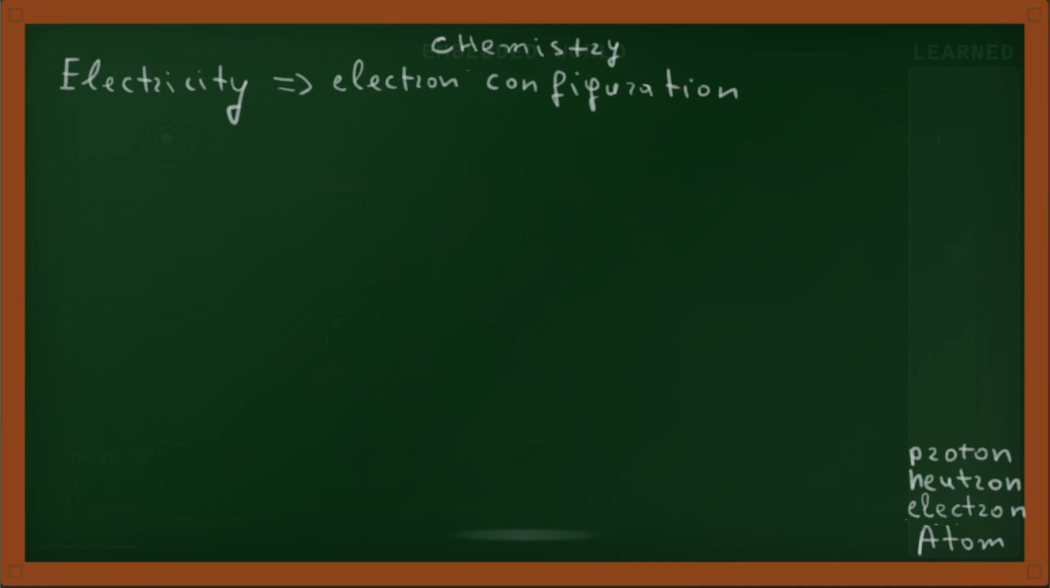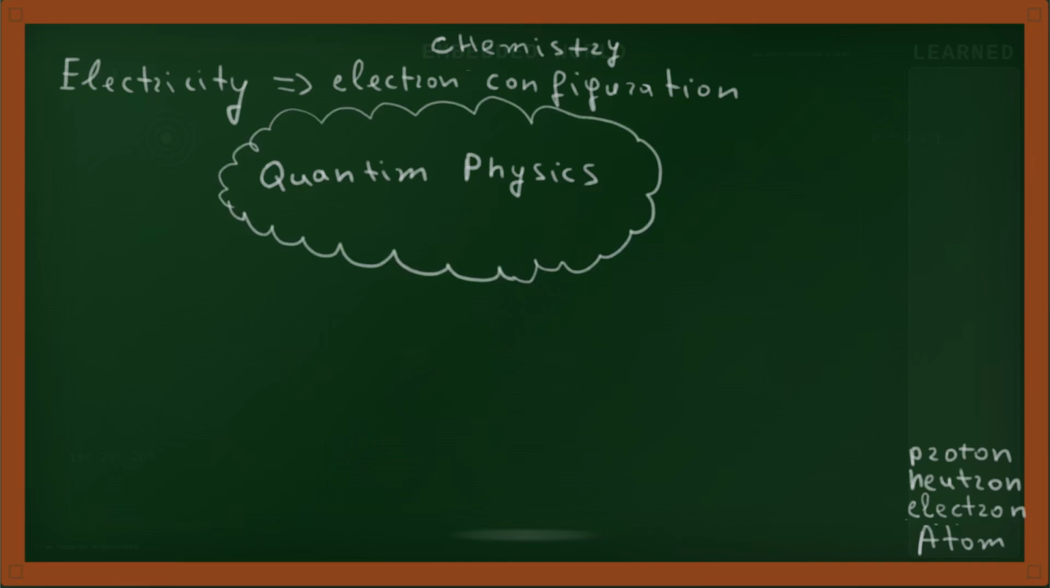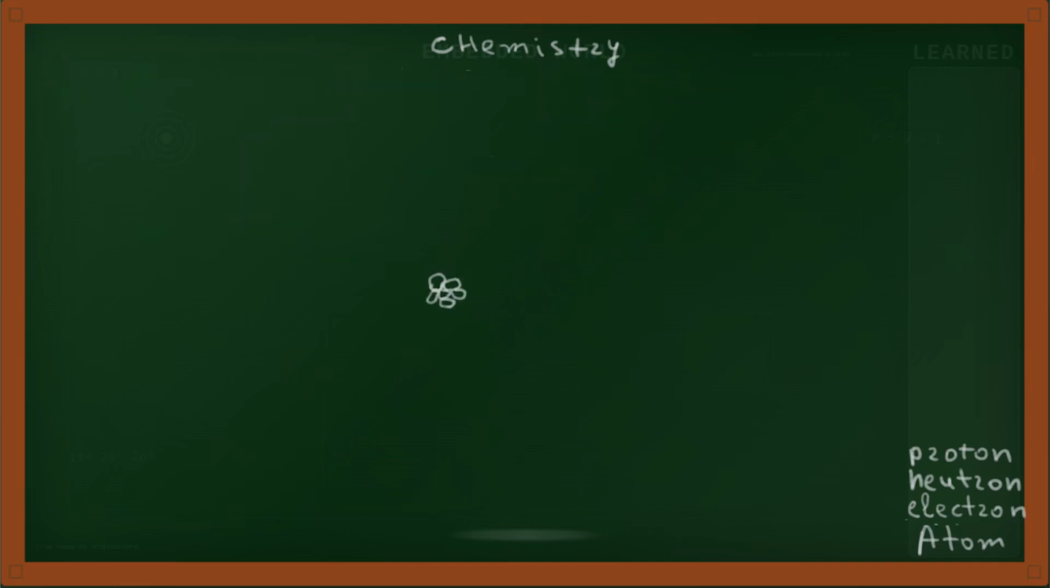Now, in order to explain electricity, I might use some analogies and they might not be 100% correct. But just for understanding the basic level, we need those simplifications. If you want to understand them fully, you will be lost in quantum physics. Anyways, so let's draw an atom.